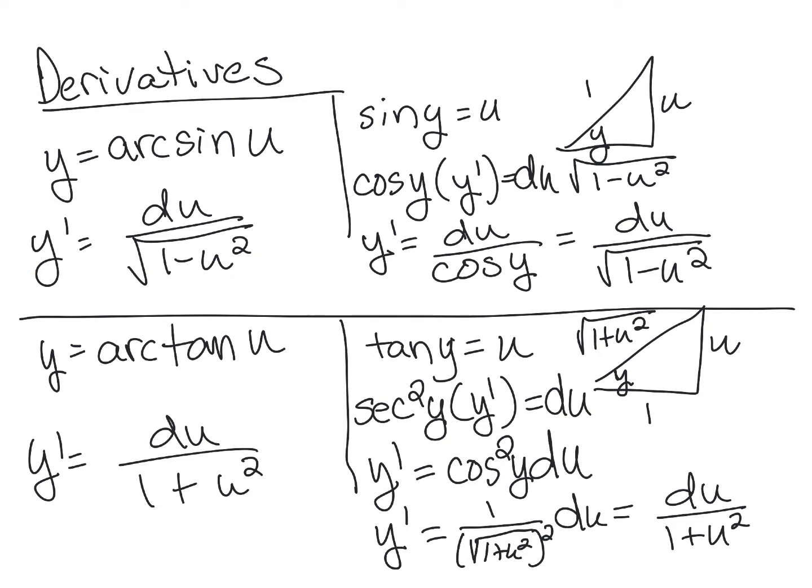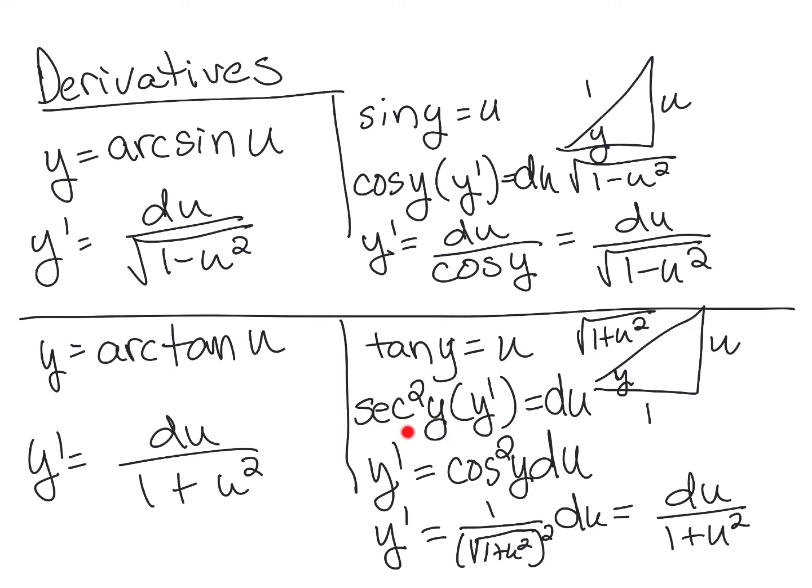Remember the pattern. Arctan: if the tangent equals u, I can set up my triangle where y is the angle, u is u over 1, tangent is opposite over adjacent, Pythagorean theorem. Square it, add them together, take the square root. So I take this equation, y is the angle, so the tangent of y equals u. Derivative of tangent is secant squared. Don't forget to chain rule the y prime. Derivative of u is du.